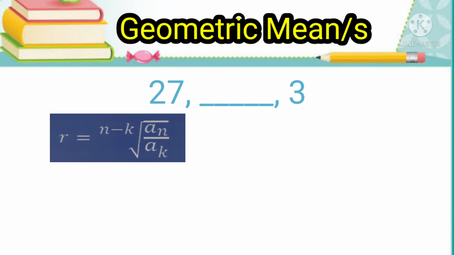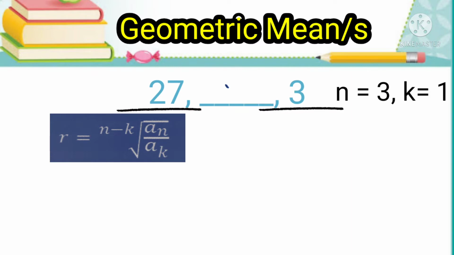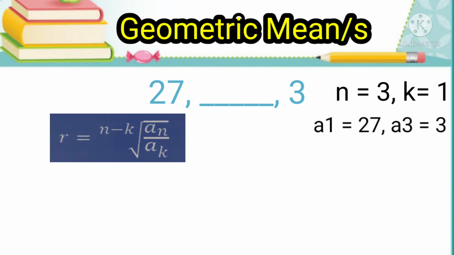So, the number of terms or n is equal to 3. Why? 2 given numbers plus 1 missing term, that's why the value of n is 3. k is equal to 1, which is constant. Take note, a sub 1 or the first term is equal to 27, and the third term or a sub 3 is equal to 3.